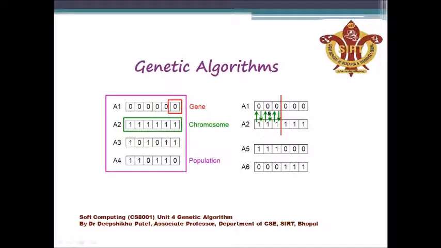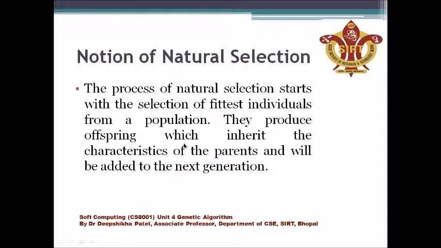So after exchanging the bits, we can find A5. When the bits of A5 are exchanged with A1, having all three bits 0, the resultant offspring are A5 and A6. A5 with 1 1 1 0 0 0, and when all the zeros are exchanged with these ones, we find another offspring A6, 0 0 0 and 1 1 1. Notion of natural selection.